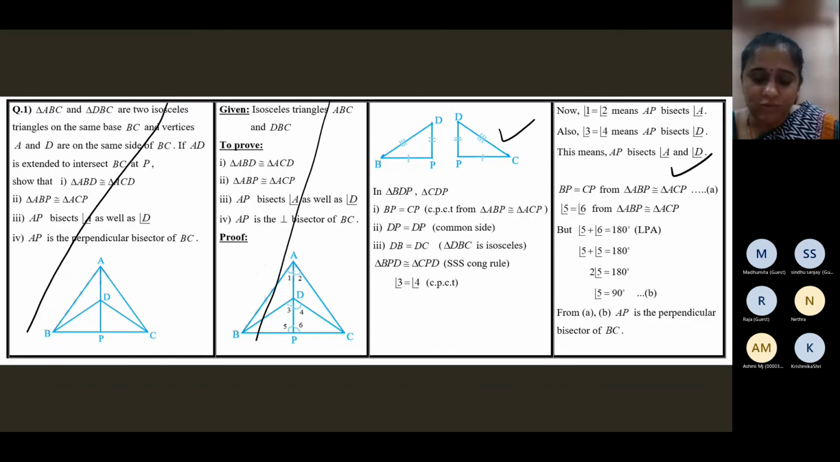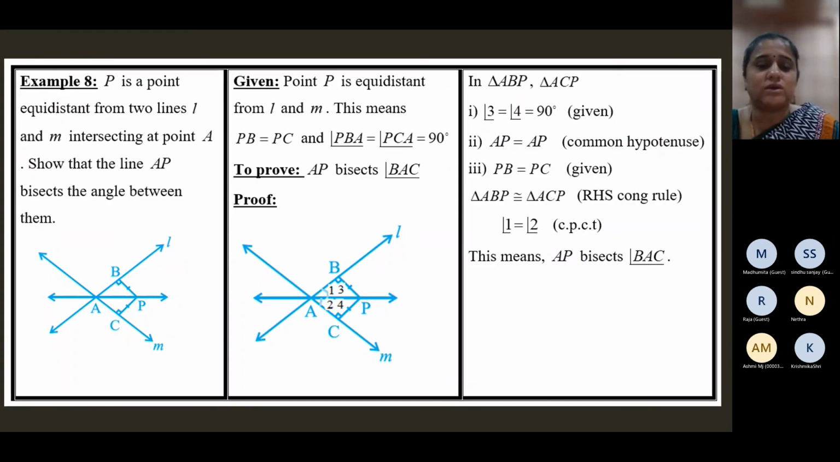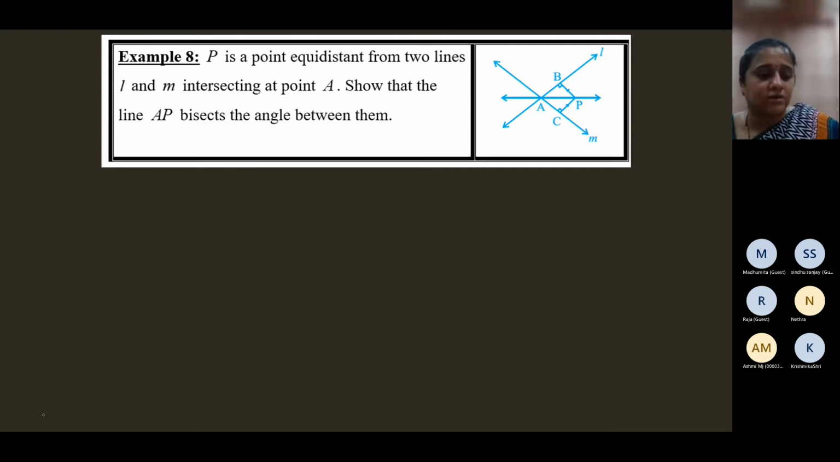Now, I think I just have time to explain this one. Let me do that. So here P is a point equidistant from two lines L and M intersecting at point A. P is a point equidistant from two lines, L and M. L is a line, M is a line. These two are intersecting lines and they intersect at A.